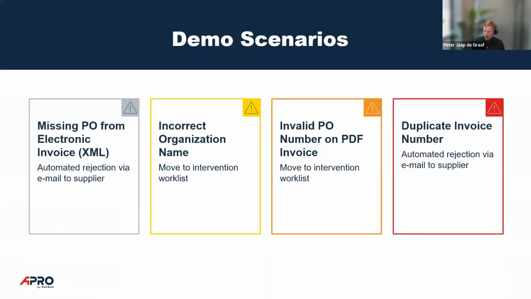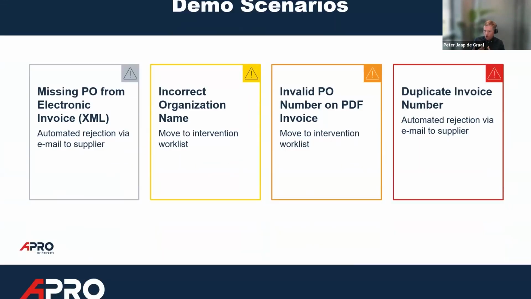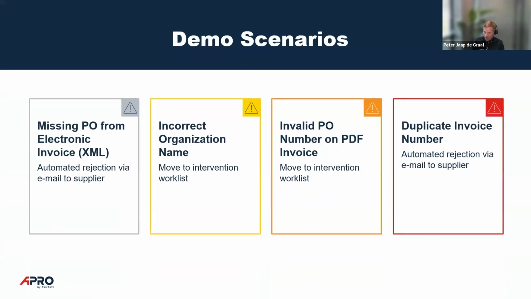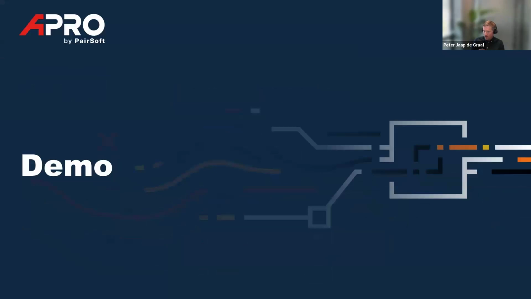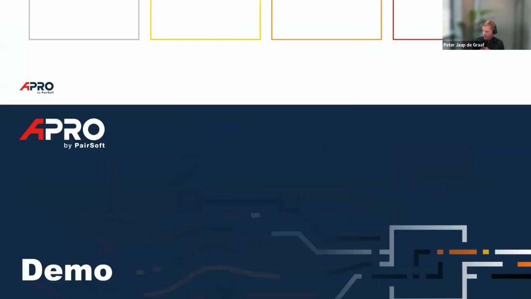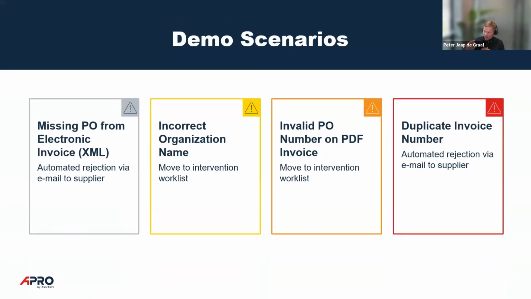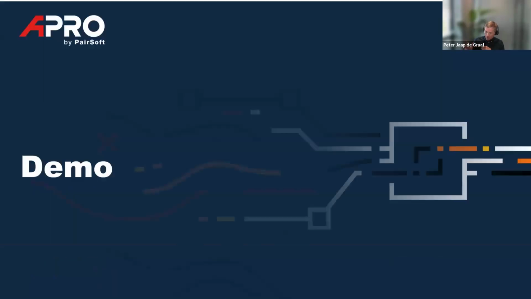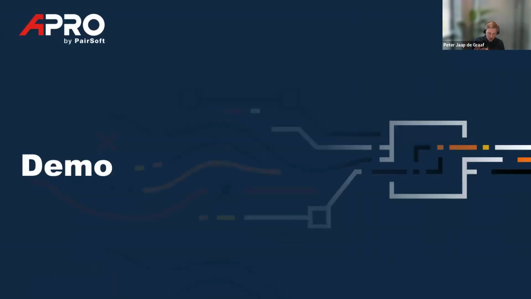So for this demo, I prepared some scenarios. So one is the XML. The other one is incorrect organization name. I can see that there's something wrong with the slide. Invalid PO number or a duplicate. So all four, they will be shown by APRO. I also put in an additional one, a regular invoice. So an invoice that would go just like the normal flow. So that will be visible in the flow when I fetch my invoices by email.